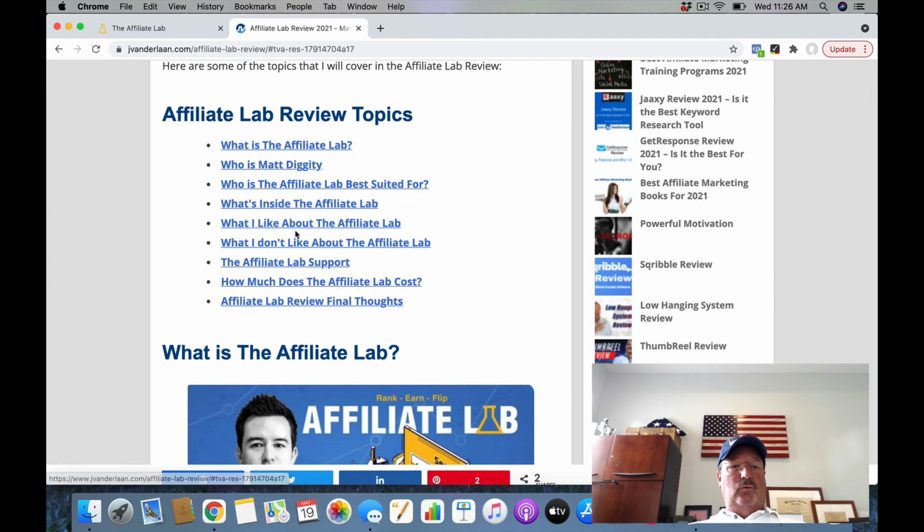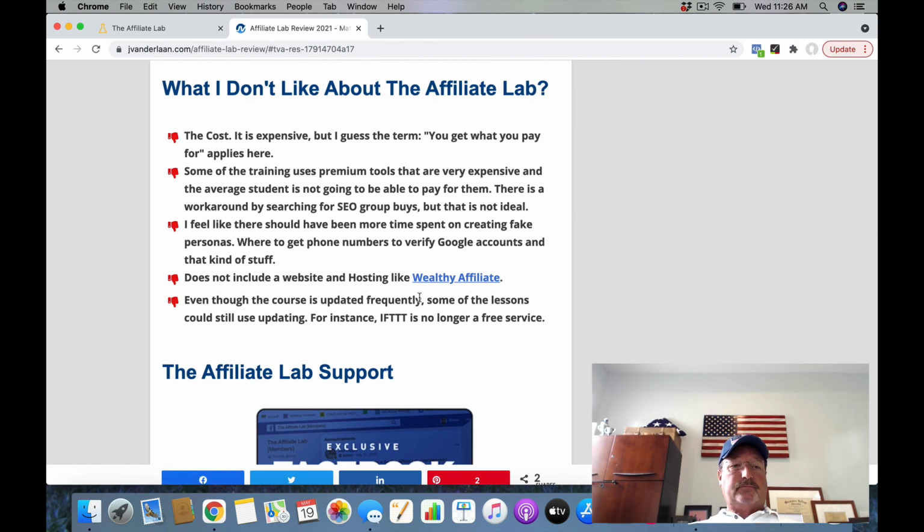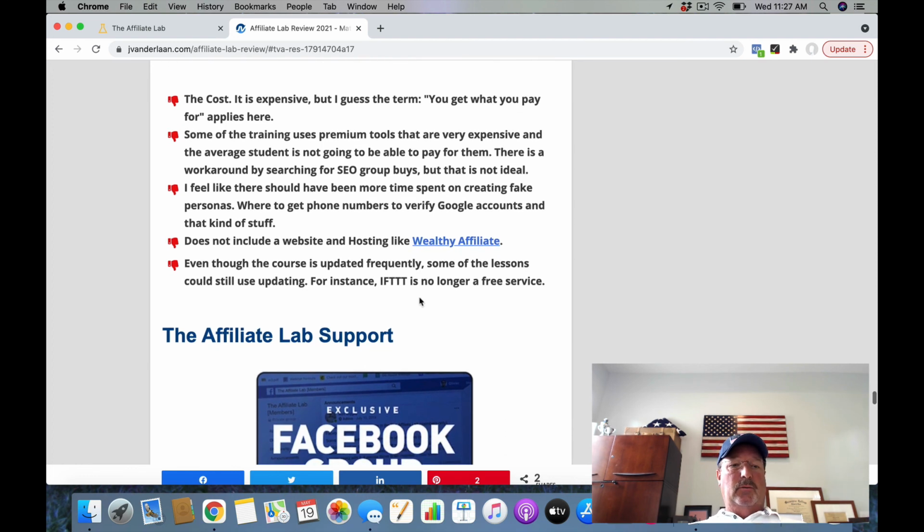And I think if we go to what I don't like about the affiliate lab, here are the things I don't like. The cost, it is expensive, right? But you get what you pay for. Some of the training uses premium tools that are very expensive. But again, you have to invest if you're going to build a business. I feel there should have been more time spent on creating fake personas, like where to get phone numbers for Google accounts. That kind of left me hanging where I didn't know what to do after that. It does not include a website and hosting. You have to buy a separate website and hosting, but that's pretty common.